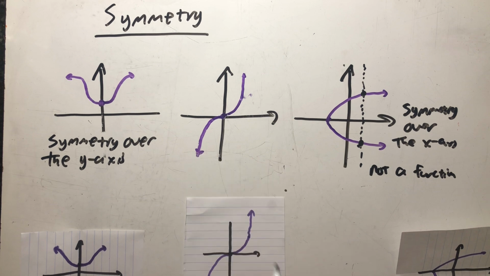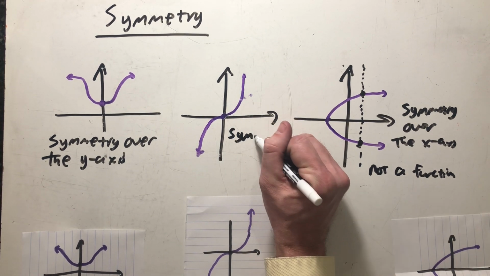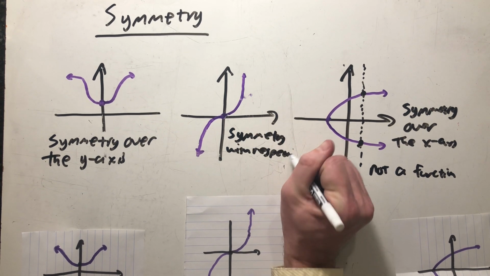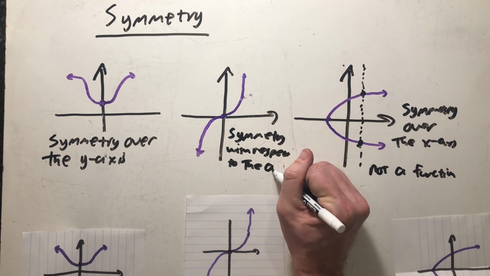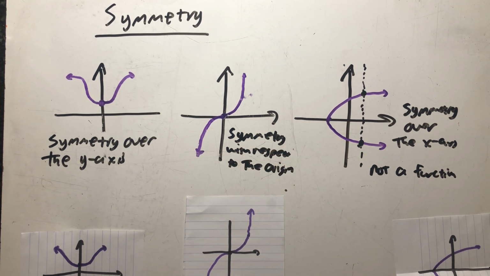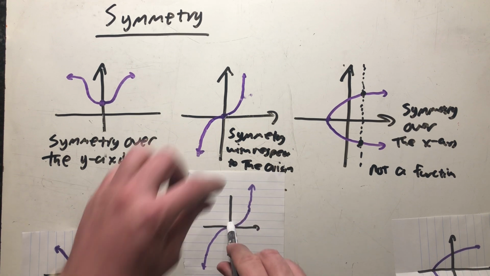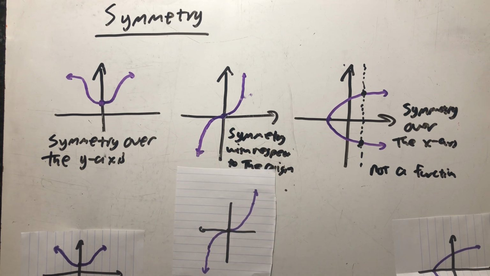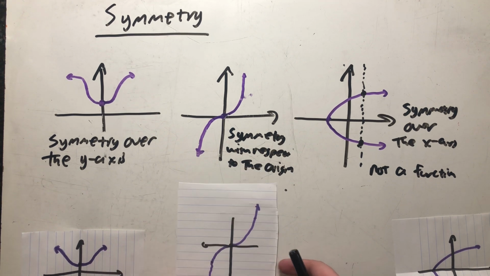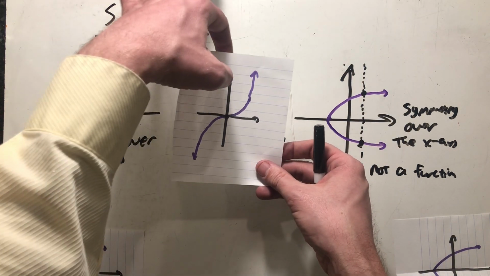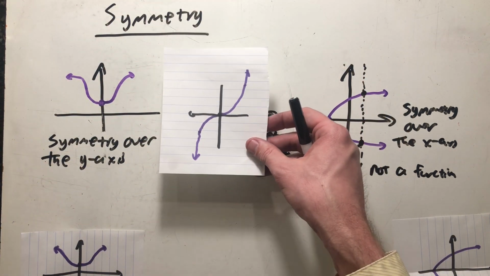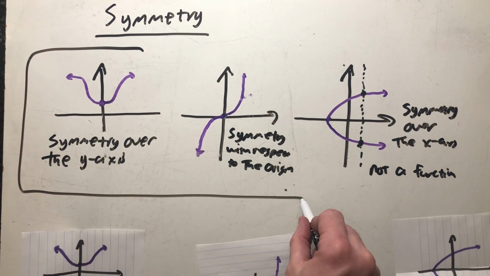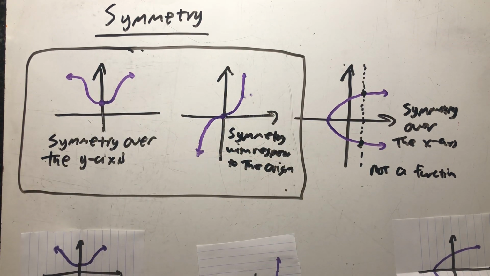And then finally, we have symmetry with respect to the origin. That's a rotational symmetry. I imagine holding the origin still and rotating 180 degrees. And I notice that my graph looks exactly the same as it used to. That's that origin symmetry. It's a rotational symmetry. And again, it's a 180 degree turn around the origin. So if I'm dealing with functions, these are the only kinds of symmetry that I'll have to deal with.